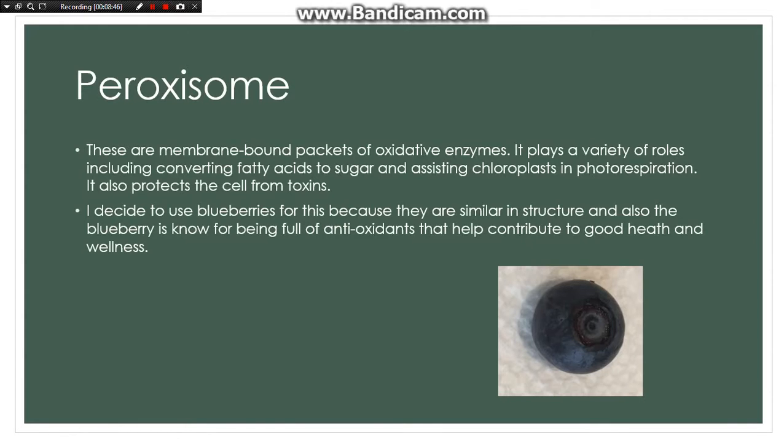So for the peroxisome, these are membrane-bound packets of oxidative enzymes, and it plays a variety of roles, including converting fatty acids to sugar and assisting chloroplasts in photorespiration. It also protects the cell from toxins. I decided to use a blueberry for this because they are similar in structure, and also the blueberry is known for being full of antioxidants to help contribute to good health and wellness.